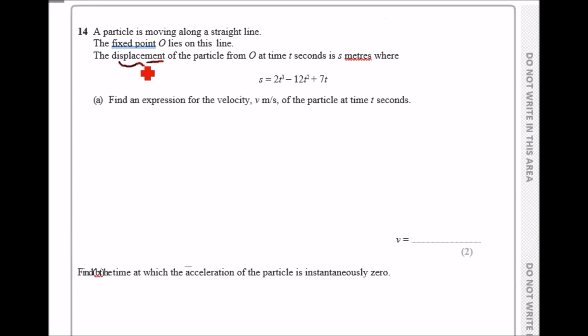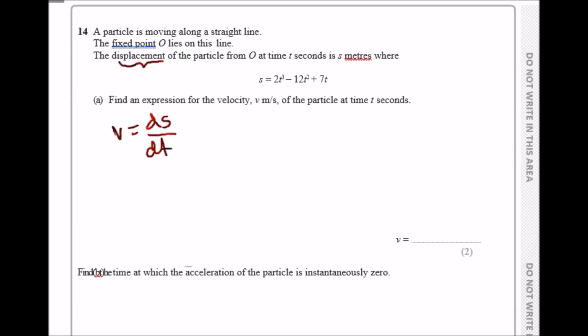So find an expression for the velocity v of the particle at time t seconds. Okay, so this is a question which is hidden as a question of differentiation. So this is just a straight up derivative. Now, one thing we need to know about the relationship between displacement s and velocity v. We need to know that the velocity is the change in the distance over the change in the time.